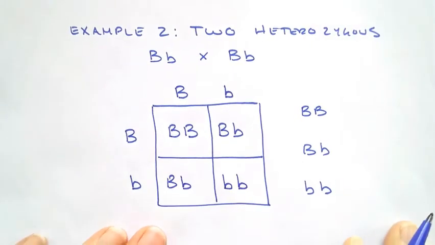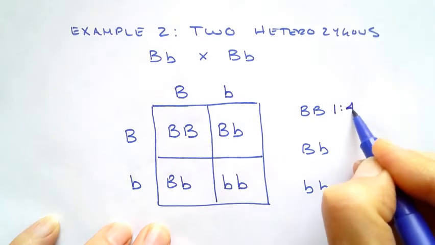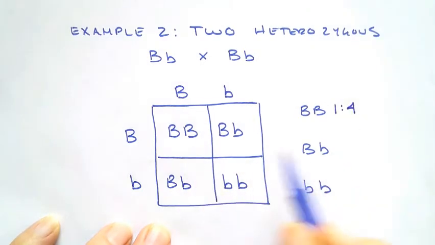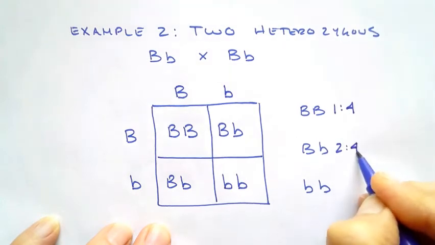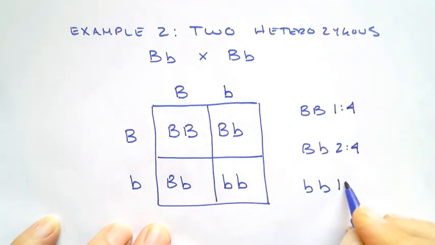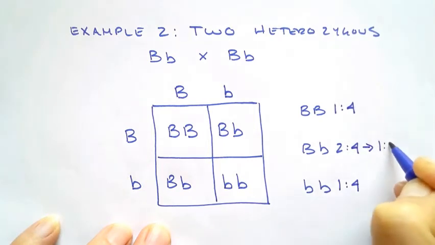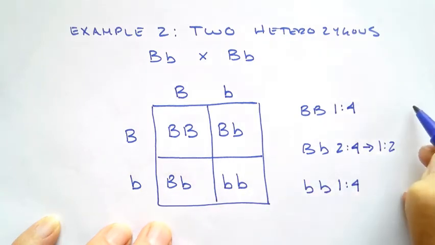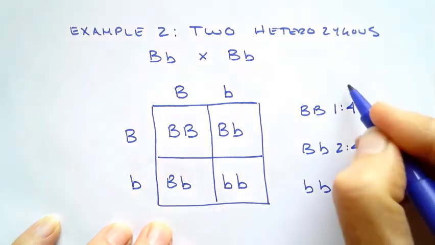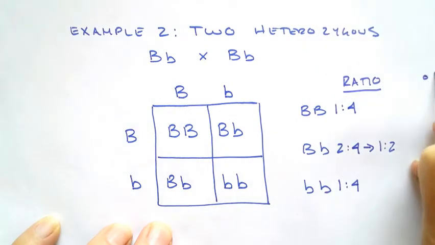So in this scenario, we're going to look at big B. So this is a 1 in 4 chance. Big B, little b, we have a 2 in 4 chance, and this is a 1 in 4 chance. So again, this can be reduced to 1 to 2 chance. So we have the percentage. So this is my ratio, and this is my percentage.